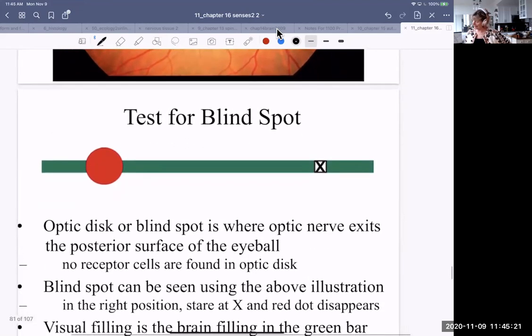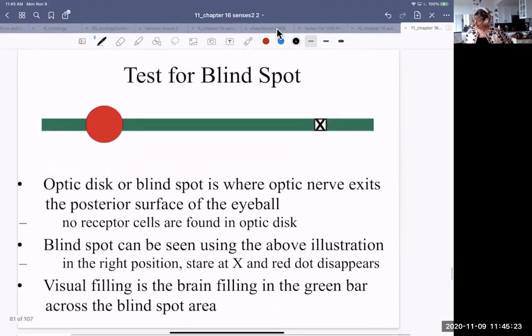Let's see if you can do this test. So the blind spot, also known as the optic disc, is where the optic nerve exits the eyeball. And because that's happening in a particular spot, there are no receptors there. So at the back of your retina, where light is hitting your retina, there is an area where no light will hit. There are no receptors. That's called your blind spot.